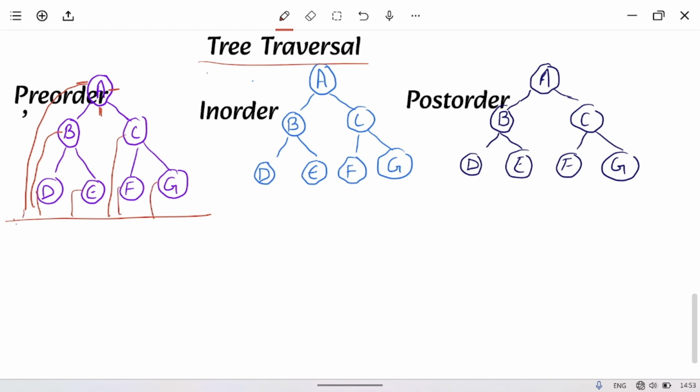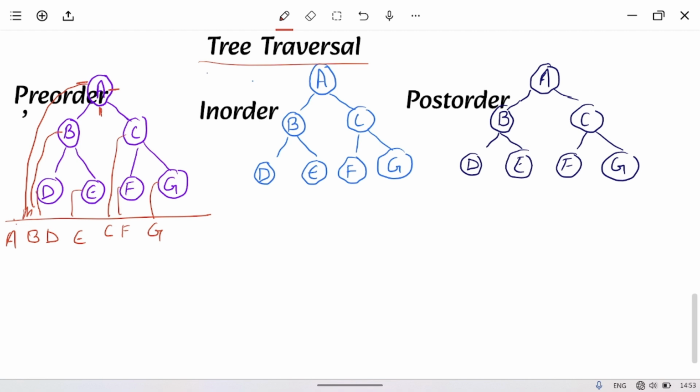This line represents A, then this is B, this is D, this is E, this is C, this is F, and this is G. All nodes are connected from the left hand side to the bottom line. Scan this line from left to right. Let's see what the result is.